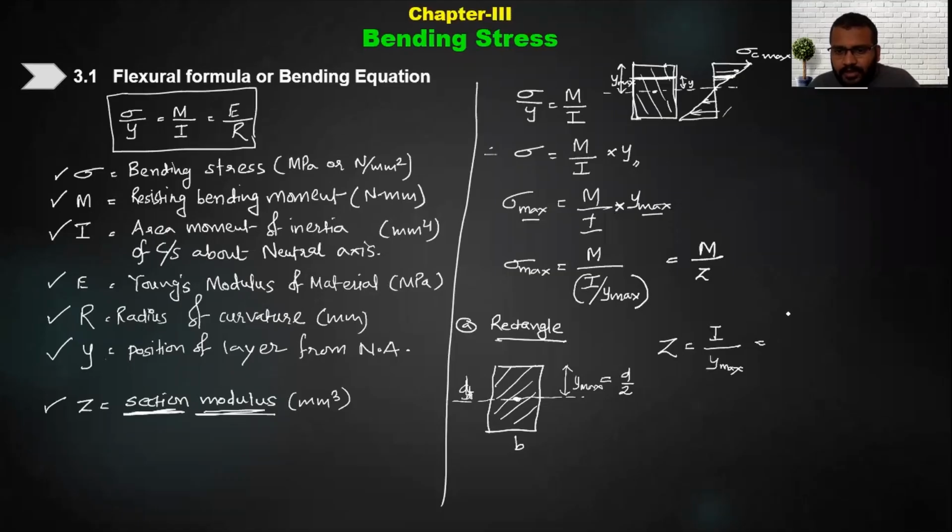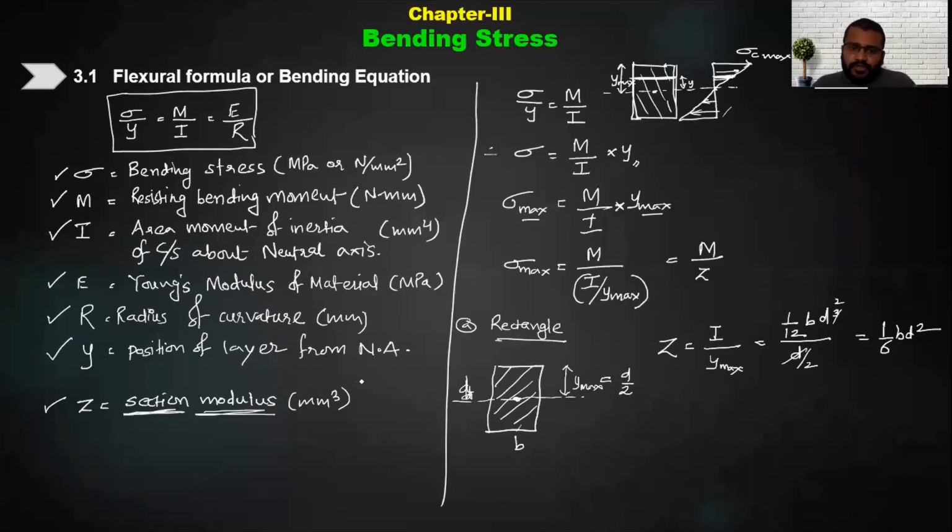Okay, now what is I? So I know that 1 by 12 bd cube. If this is b, and the axis is perpendicular to d, then it will be b into d cube by 12 divided by y maximum, which is d by 2. So if you simplify, one d will be cancelled out, the square remains, and you will get 1 by 6 b d square. So in this way you can find out the section modulus for a rectangle.